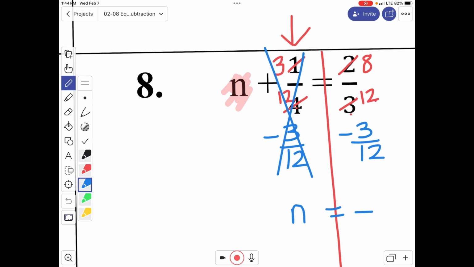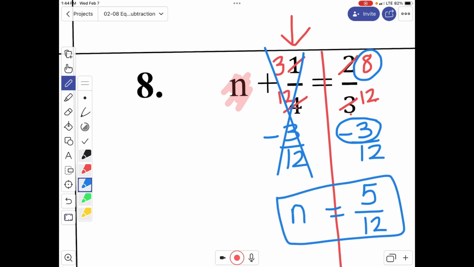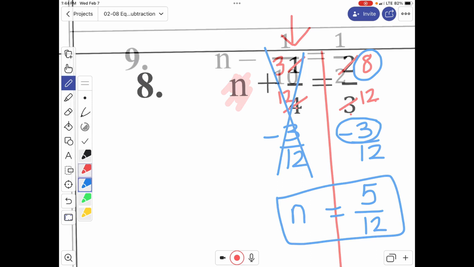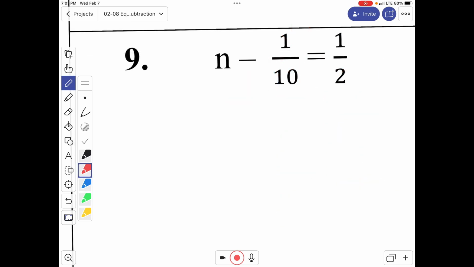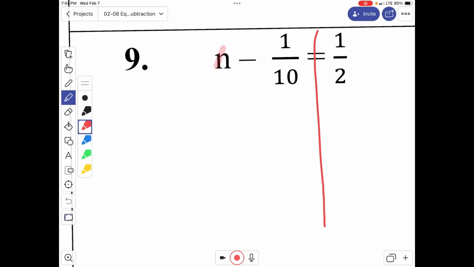And now they both have the same denominator. It's a 12. So I just need to subtract the numerator. 8 minus 3, which is 5. So n is 5/12. Number 9. Draw the wall. Find the variable. And then we want to do the opposite of whatever's next to it.